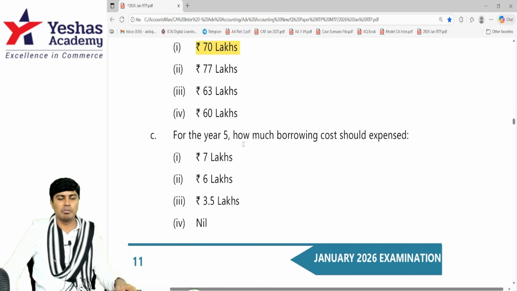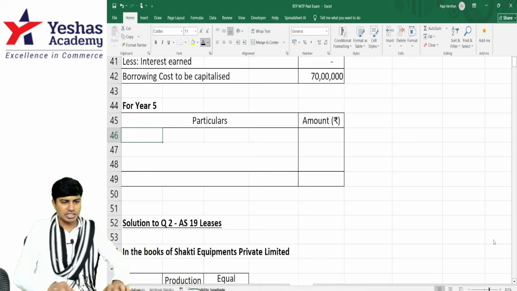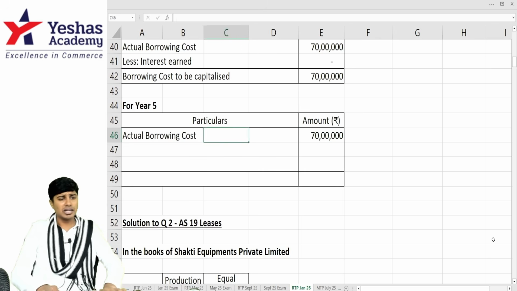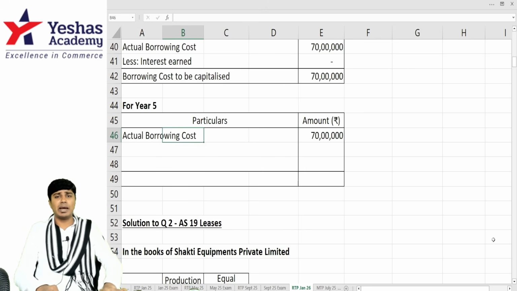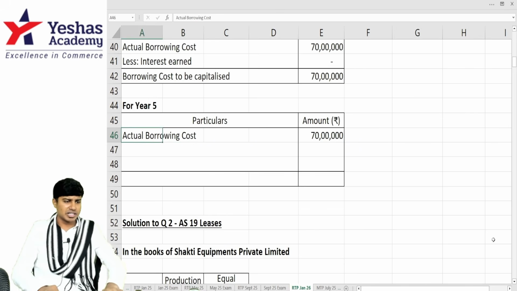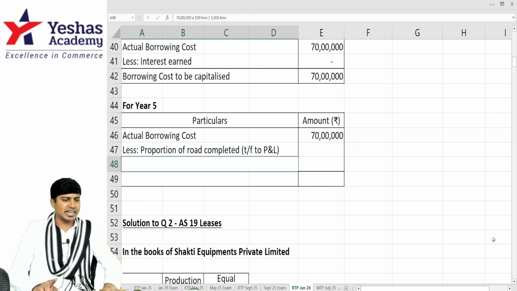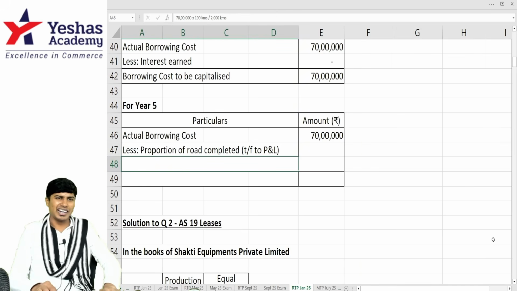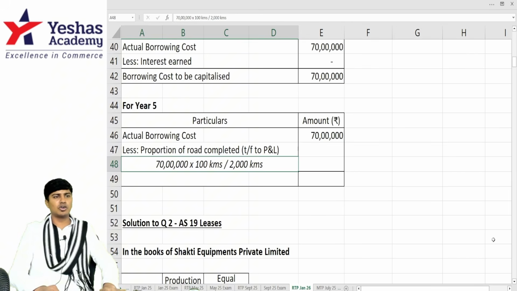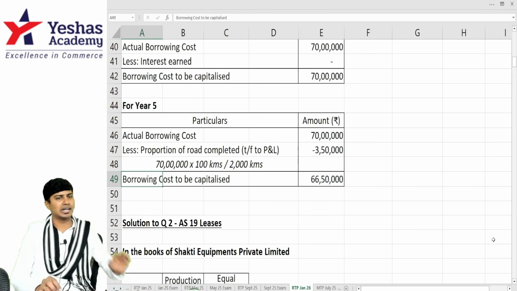In year 5, how much should be borrowing cost expensed? In year 5, actual borrowing cost is the same 70 lakhs. But out of this, how much should be charged to the capital of the asset? 2000 kilometers is the entire project. 100 kilometers is ready. So to the extent the asset is ready, it will be charged to revenue. I'll take 70 lakhs into 100 by 2000, which is basically 5%. 5% of 70 lakh will be charged to revenue, which is 3 lakh 50,000. The balance 66 lakh 50,000 will be capitalized to the asset.